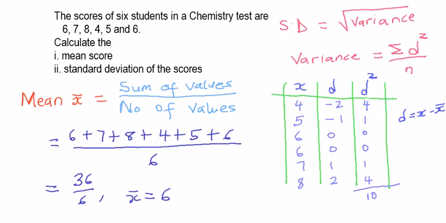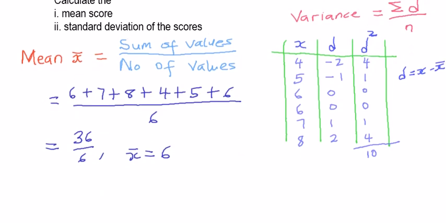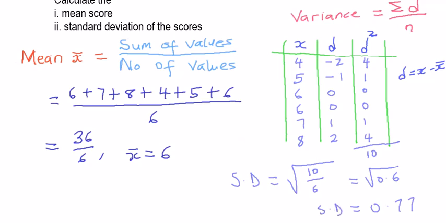Then we can now say, recall that the standard deviation is equal to the square root of the variance, where the variance is the sum of the d squared, that is 10 divided by 6. That gives us the square root of 0.6, and the square root of 0.6 will give us 0.77. That is the standard deviation of this.